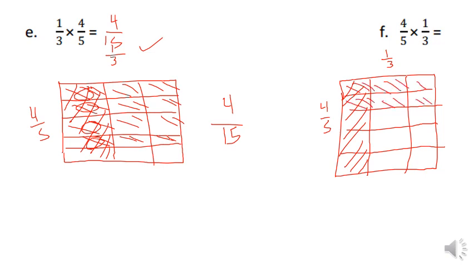There's 2, 3, 4. And we can see this is a 3 by 5, so we know it's a 15 for the denominator. And then we can see we have 1, 2, 3, 4 of them that were shaded by both fractions. So it'll be 4/15. And up here we can go 1 times 4 is 4, 3 times 5 is 15. Checks.